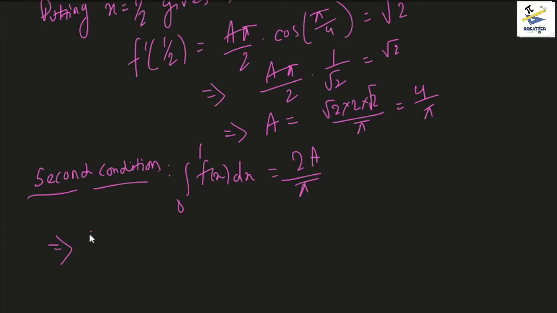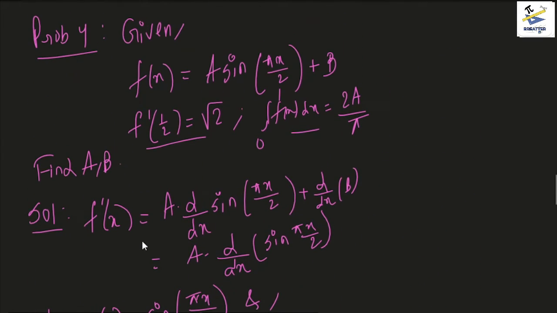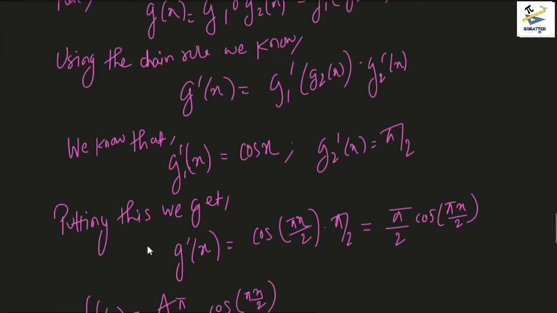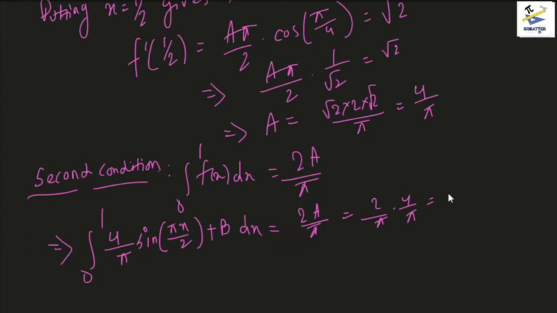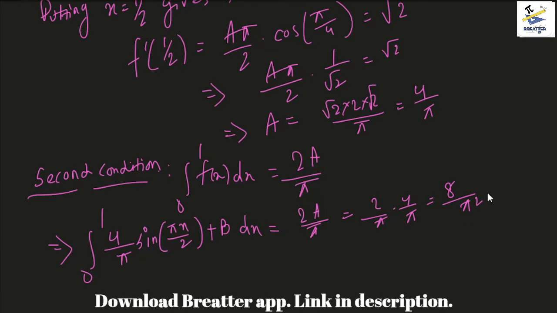So we try to solve this problem. We know a is 4 by pi, so this function is, let me just see the function once again, a sine pi of x by 2 plus b. So it's basically the integral of a sine pi x by 2 plus b, dx, equals 2a by pi, which is rather equals to 2 by pi into 4 by pi, which is 8 by pi square. This is the given equation.